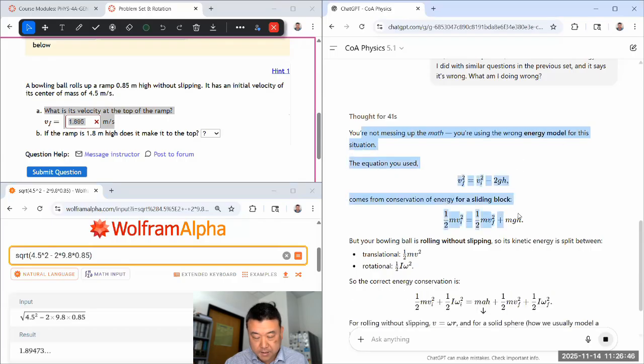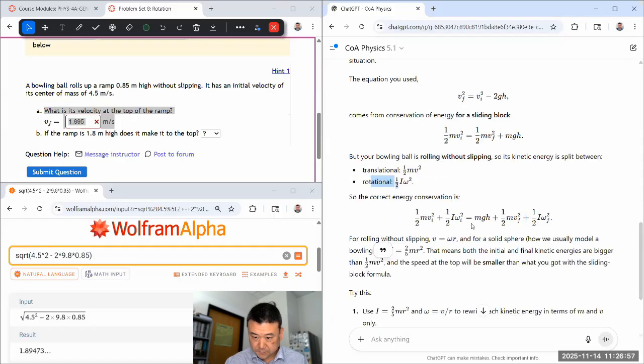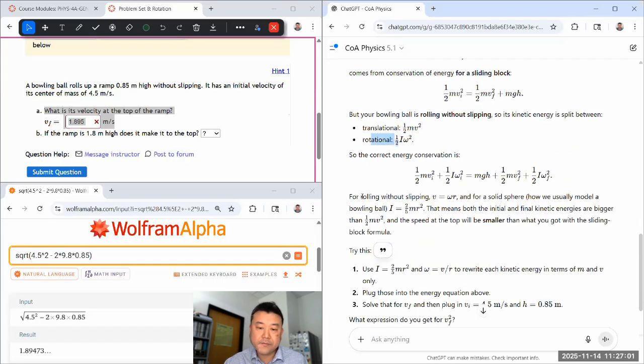Okay, yeah, sliding block, yeah. Rolling without slipping. Yeah, kinetic energy split between translational and rotational. So it's that. Now, well, yeah, given rolling without slipping, I guess that's kind of necessary. For a solid sphere, yeah, this is where there are judgment calls.